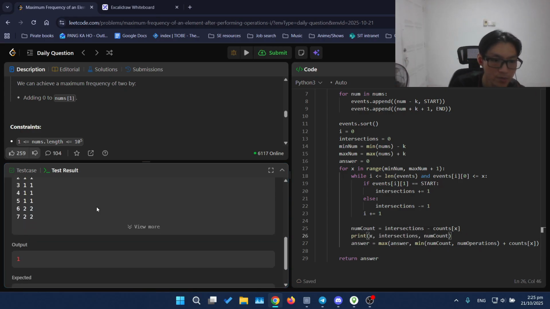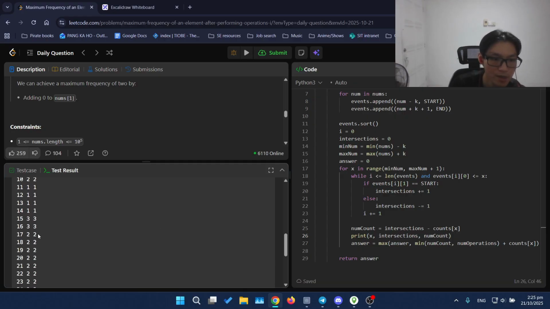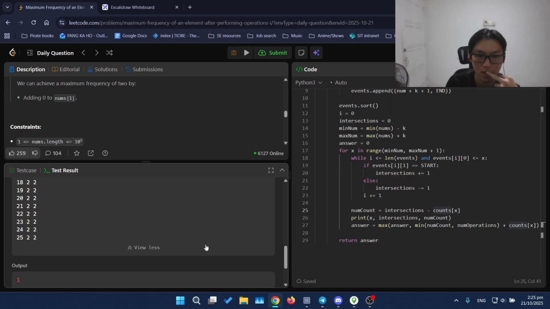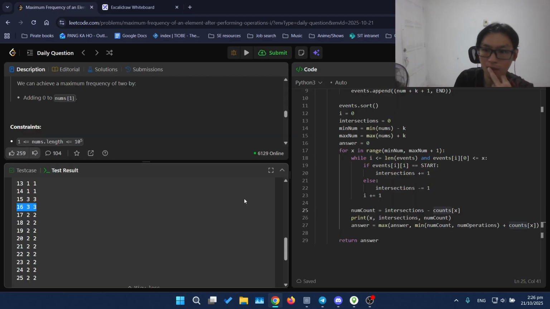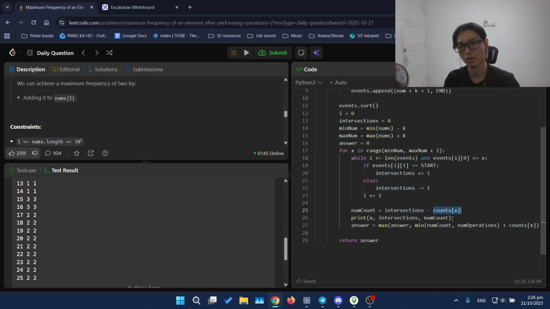What's num count? 17. Num count is intersection minus counts of x. Yeah, yeah. How is it 1, man? Oh my god. Okay, let's see 17. Let's see 16. Intersections is 3. Counts of x should be 0.